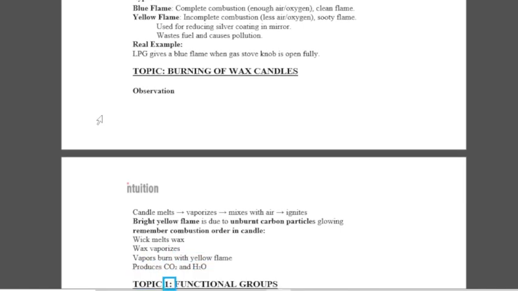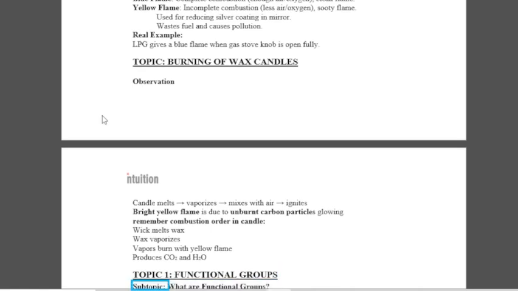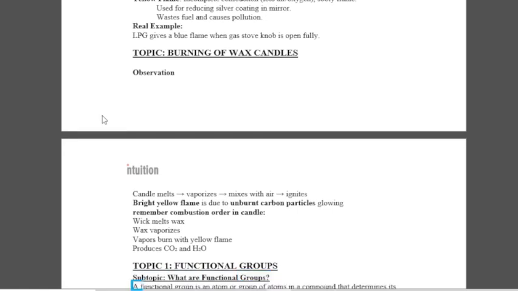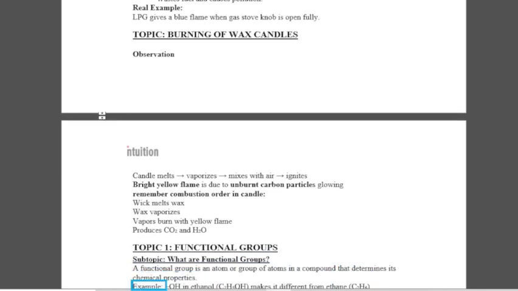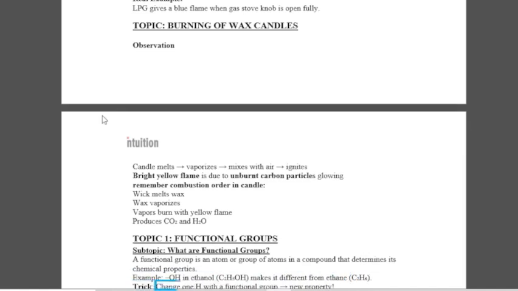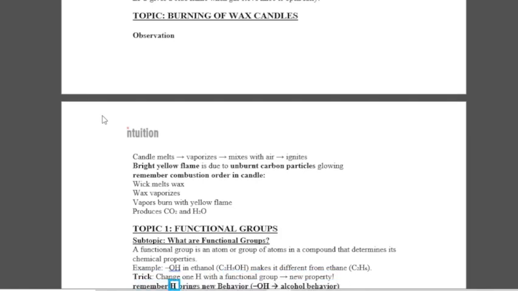Topic 1. Functional groups. Subtopic: What are functional groups? A functional group is an atom or group of atoms in a compound that determines its chemical properties. Example: the OH group in ethanol, C₂H₅OH, makes it different from ethane, C₂H₆. Trick: change one H with a functional group, new property. Remember, OH brings new behavior, alcohol behavior.